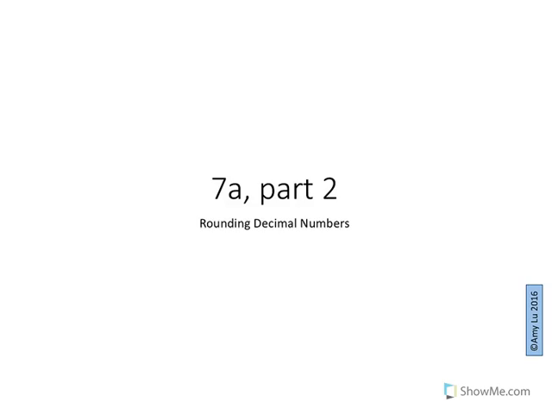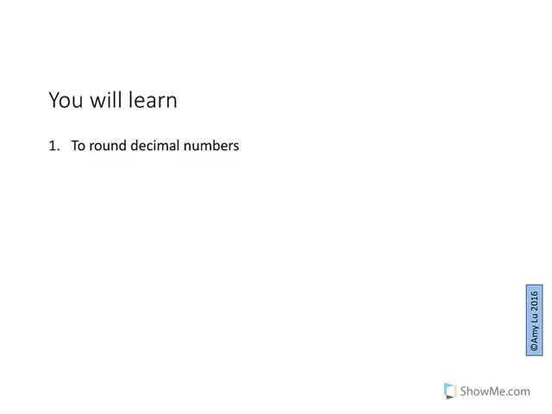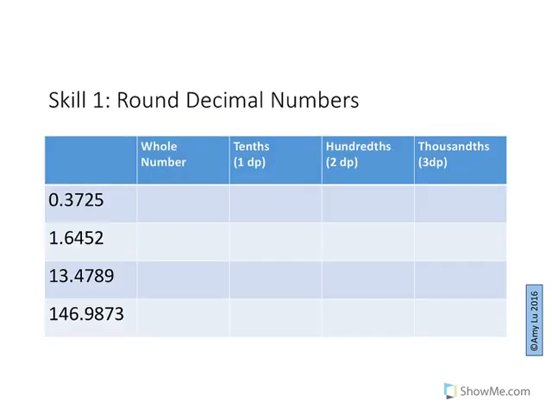This is Chapter 7A, Part 2, Rounding Decimal Numbers. In this chapter, you will learn to round decimal numbers. So we can round decimal numbers in four different ways.